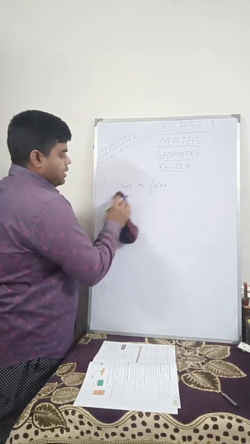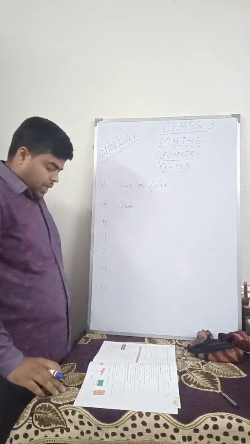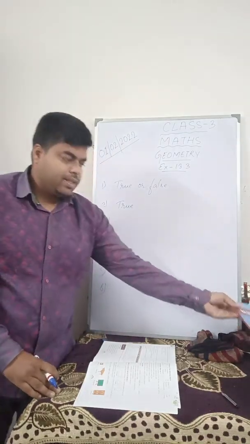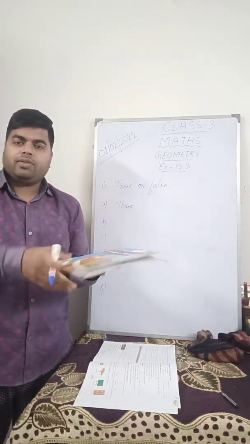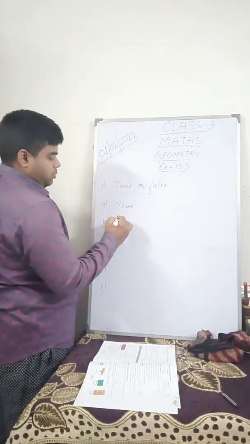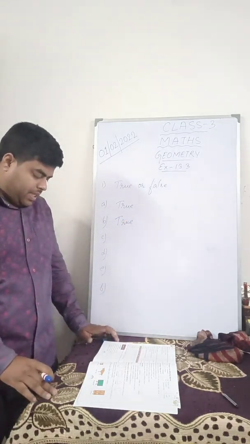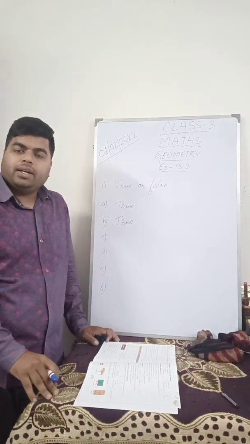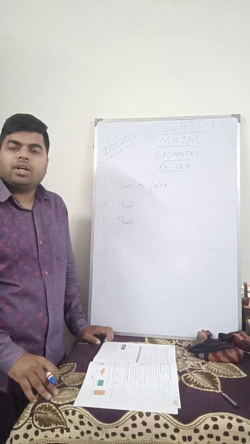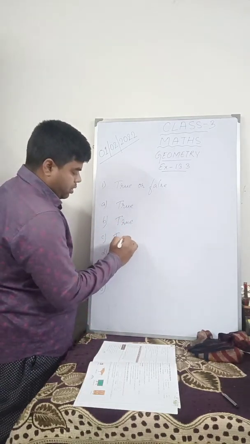The answer is true. Number B: the top of a book has a plane surface. If you see the top, it has a plane surface. Yes, the answer is true. Number C: the bottom of a brick is a curved surface. You all must have seen a brick. It does not have a curved surface. It has a plane surface. So the statement is false.